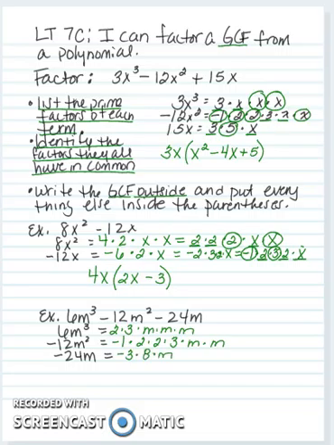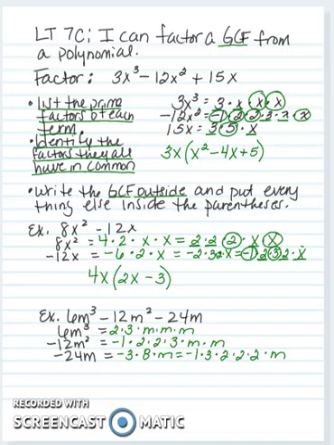Negative 3 is not prime, so we're going to change that to negative 1 times 3. And I did 8 earlier, so 8 is actually 2 times 2 times 2. And I still have that m. Now I look for the things that they have in common, the greatest common factor. What do they all have?